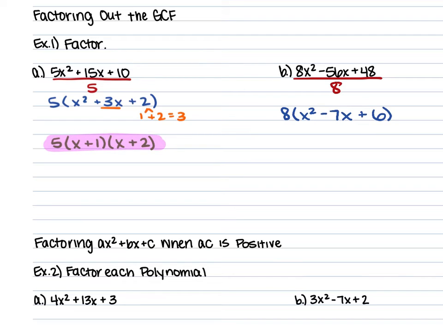If we are finding the factors of a positive 6 that add up to be a negative 7, we're going to have negative 1 and negative 6, which gives us negative 7. We have that negative 7 that we're looking for, so this is going to factor out to be 8 times x minus 1 times x minus 6.